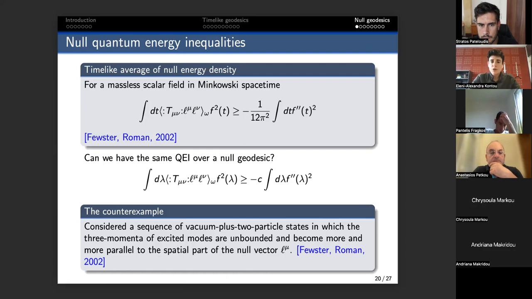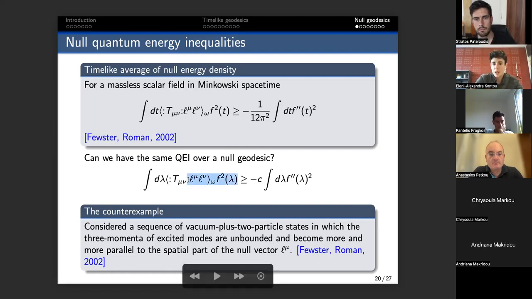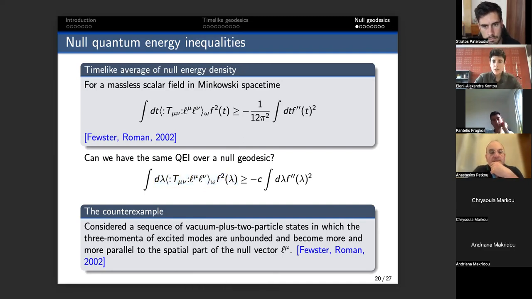So in the same work, Pfister and Raumann considered a particular state. This was a sequence of vacuum plus 2 particle states. And then what happens is they allowed the momenta of the state to get very large and become more and more parallel to that null geodesic, and there is no finite lower bound for that quantity integrated over the null geodesic. So this has posed a problem since for having quantum inequalities over null geodesics.